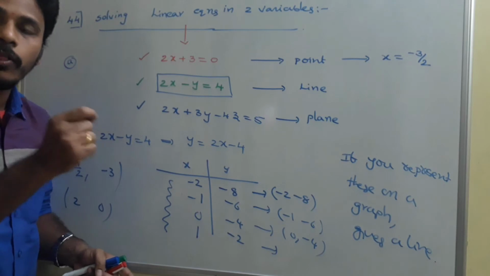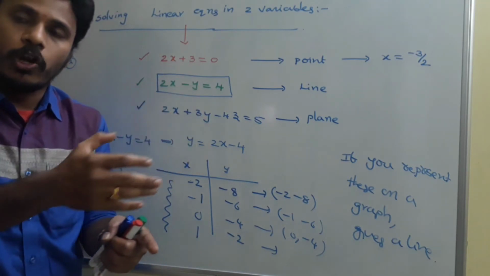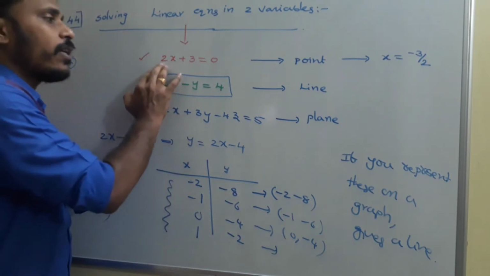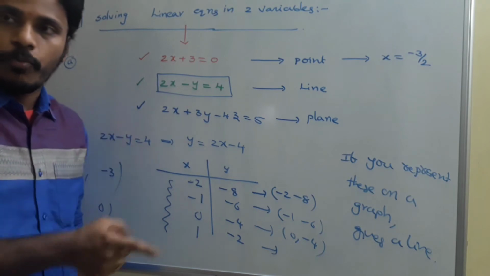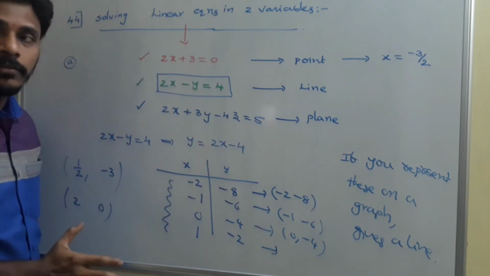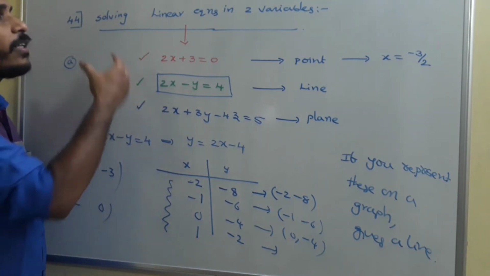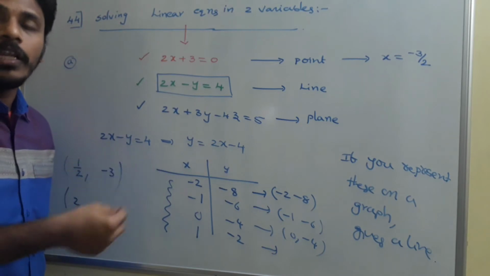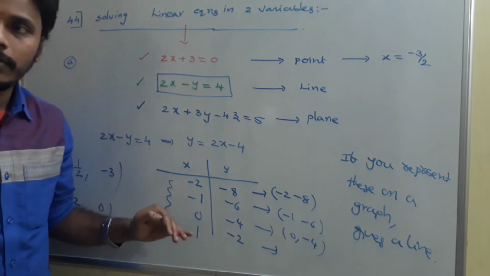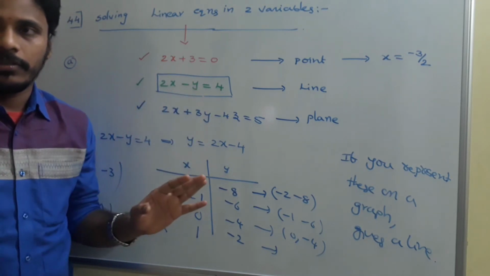If you represent all those infinite number of points in a two-dimensional graph sheet, and after that you join all those points, it will give us a line. So basically, if you have a linear equation in one variable, it represents just a point, whereas if you have a linear equation in two variables, it represents a line. And the next thing is a pair of linear equations in two variables. That we are going to discuss in the next point. First thing is, if you have a linear equation in two variables, it represents a line. That's it.